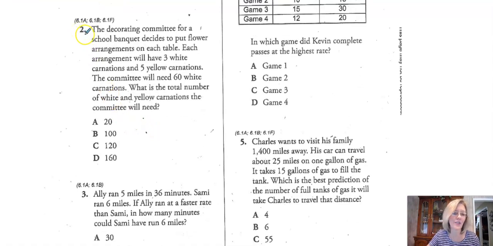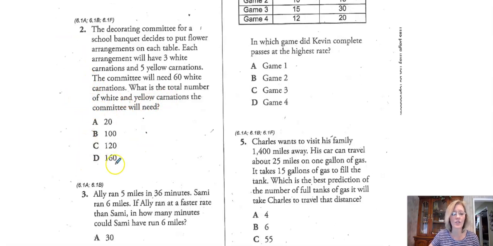I'll read it to you. The decorating committee for a school banquet decides to put flower arrangements on each table. Each arrangement will have 3 white carnations and 5 yellow carnations. The committee will need 60 white carnations. What is the total number of white and yellow carnations the committee will need?